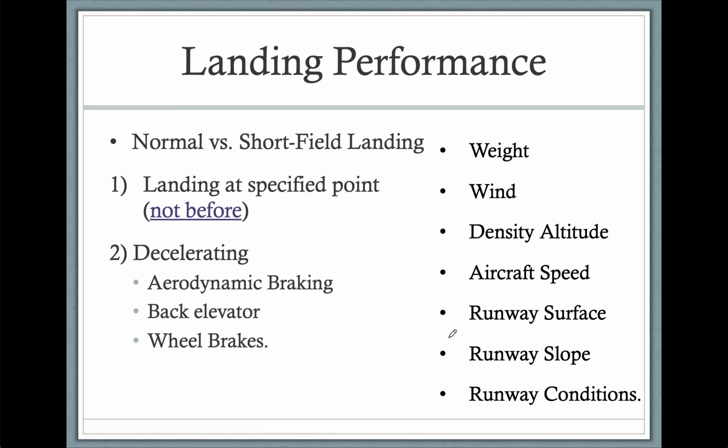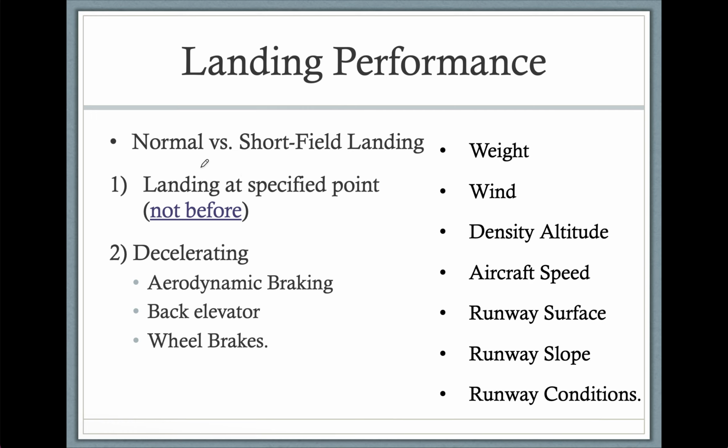So on a short field landing, it's all about hitting your spot and then slowing down. Things that affect your landing: the heavier you are, the more inertia you have, the longer it takes to slow down. Headwind helps you, tailwind hurts you. High DA hurts your performance. If you come in too fast, you float longer and use more runway. If the runway surface is slick or bumpy, your brakes don't work as well. If you're sloping downhill, you need more runway to stop. If you're sloping uphill, you need less. And then the conditions: if it's wet, slick, slippery, all those things.